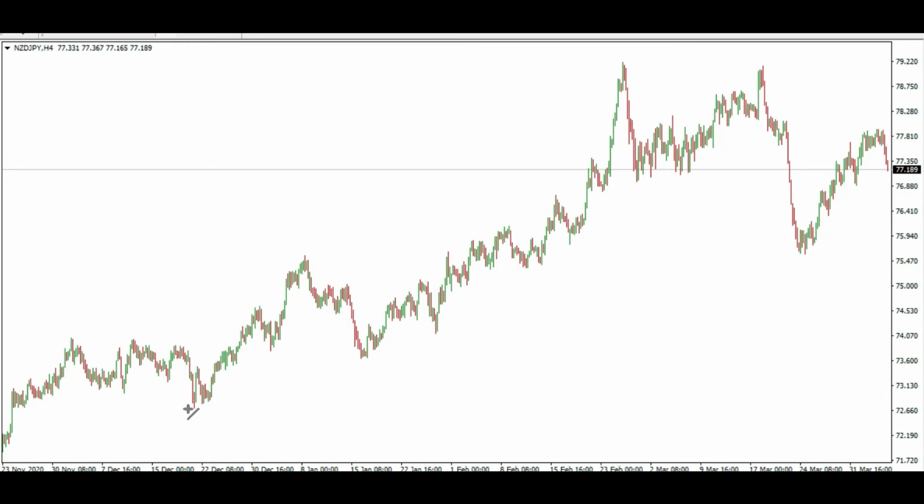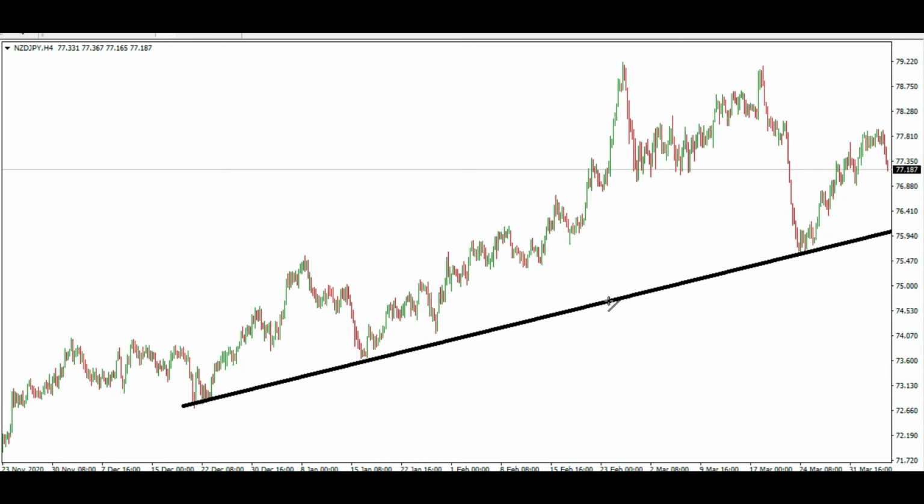Another example is New Zealand dollar, Japanese yen on the 4-hour chart. Here we can try to draw a trend line like this. I have 3 dots from December, January and March. As you can see, this is a valid trend line and we can tell that this trend line is a strong support for New Zealand dollar, Japanese yen.